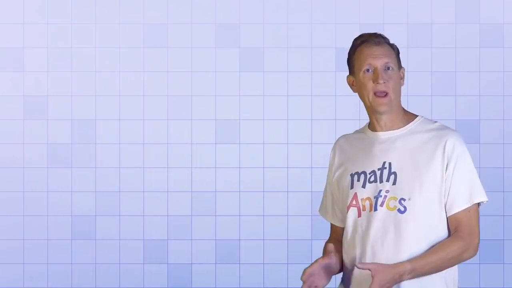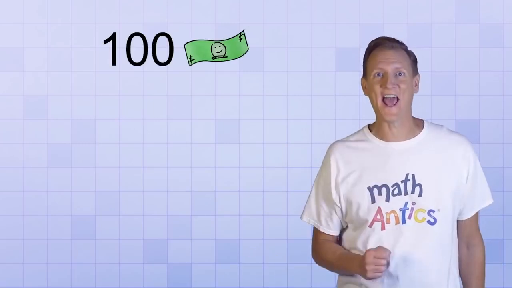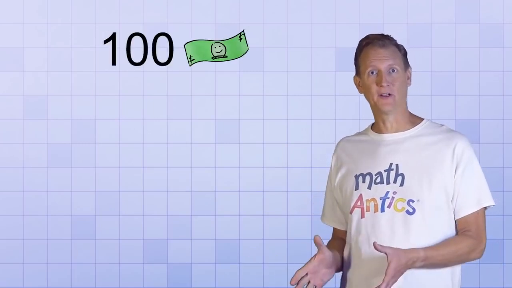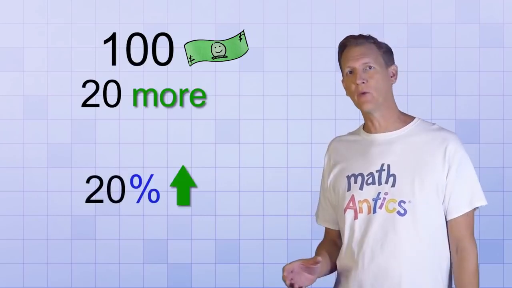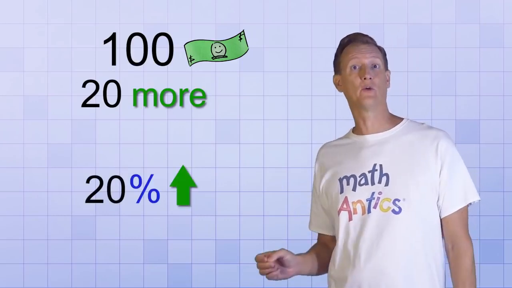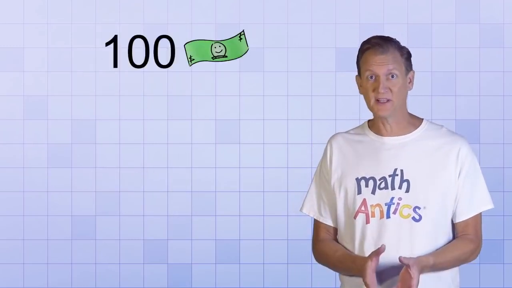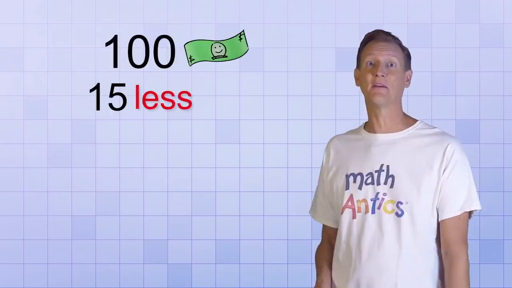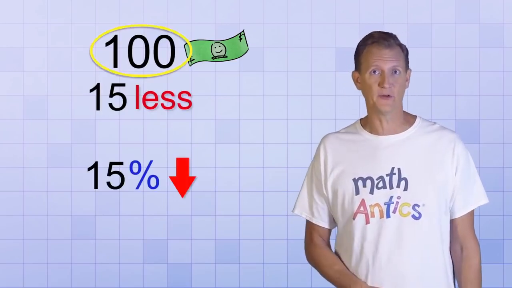So let's start by imagining that you have 100 of something, like 100 bucks. If you start out with 100, but then you get 20 more, that would be a 20% increase, because the amount went up by 20 per the original 100. Likewise, if you start out with exactly 100 bucks, but then you lose 15, that would be a 15% decrease because it went down by 15 per the original 100.